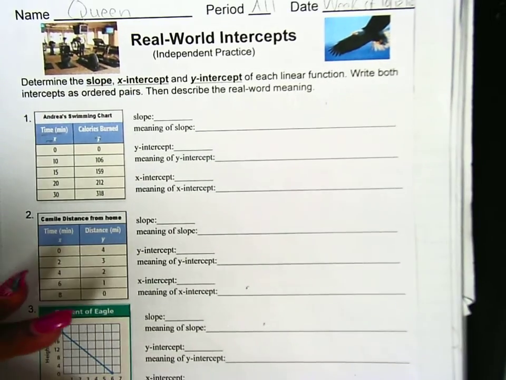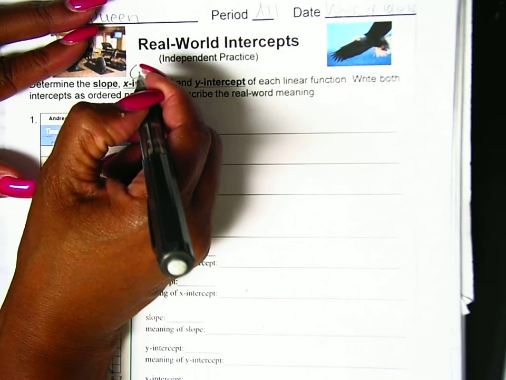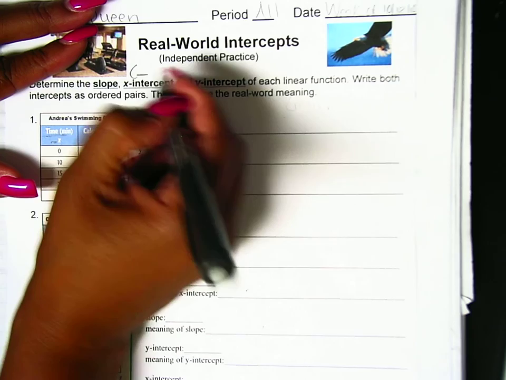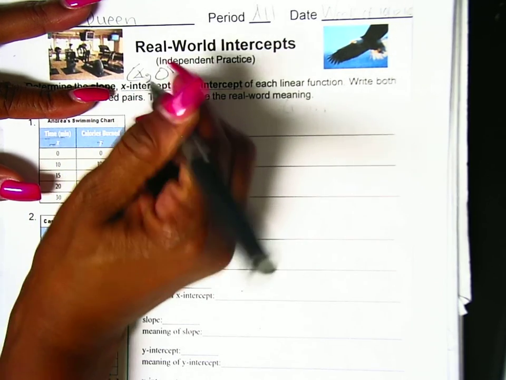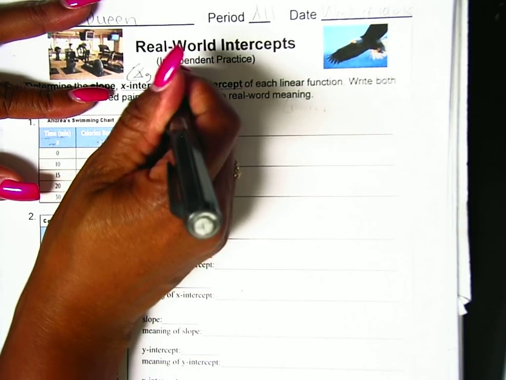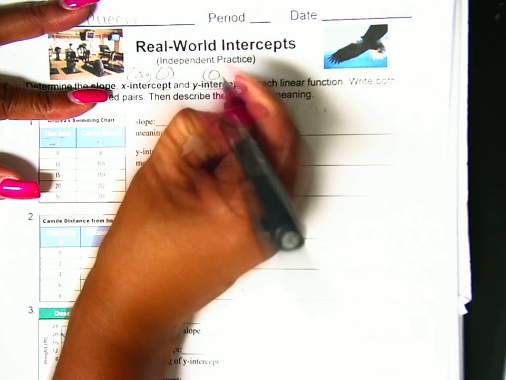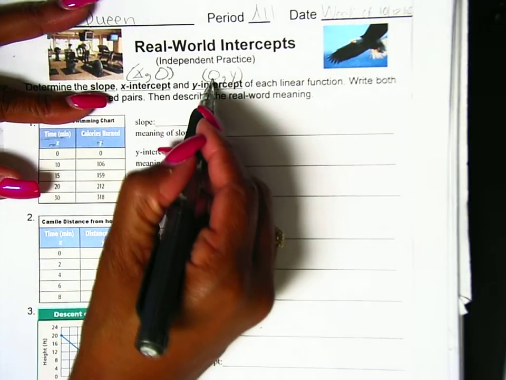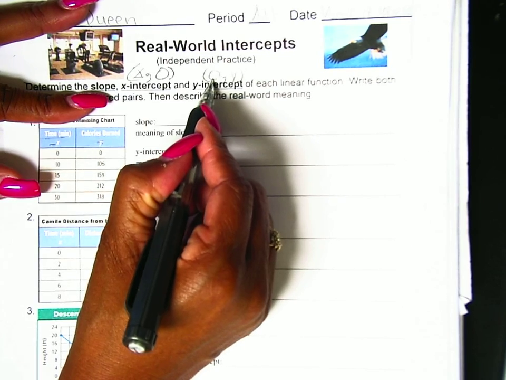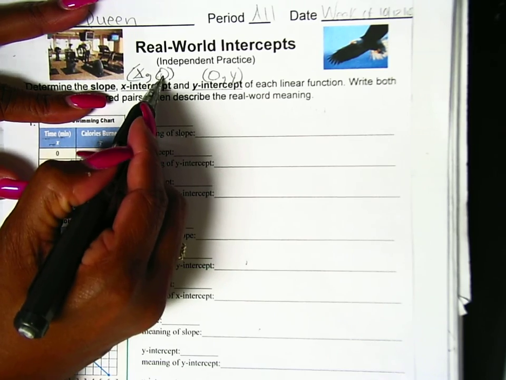This is about real world intercepts as well as the meaning of slope. Just a reminder, with the x-intercept, you're going to have an x value there, and the 0 for your y will always be 0 when it's the x-intercept. When it's the y-intercept, the x would always be 0, and then you have your y value. Just know that x is always 0 for the y-intercept.